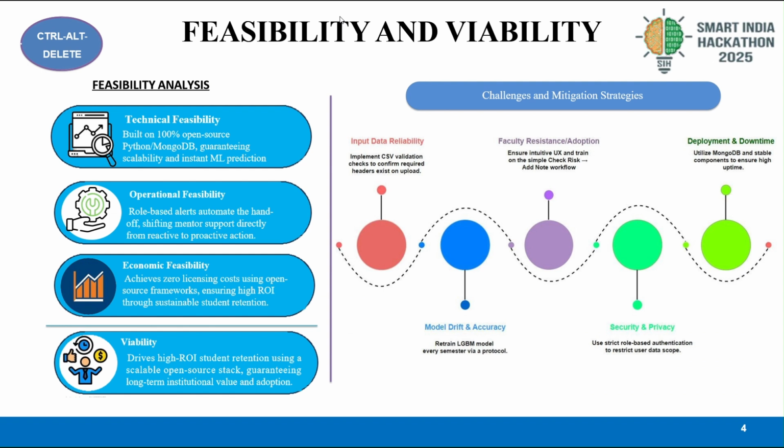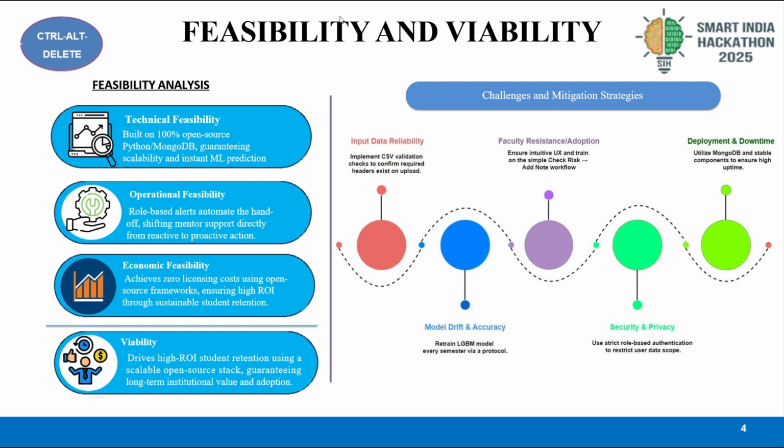Feasibility, challenges, and viability. Our idea is only useful if it's feasible in the real world. We have analyzed PRISM from every angle to ensure it's not just innovative but also practical and sustainable. Technically, it's built on a 100% open source Python and MongoDB stack, guaranteeing scalability and instant ML predictions. Operationally, it automates alerts, shifting mentor support directly from reactive to proactive action. Economically, it achieves zero licensing cost and ensures a high ROI through improved student retention. This all leads to long-term viability, guaranteeing lasting value for any institution.